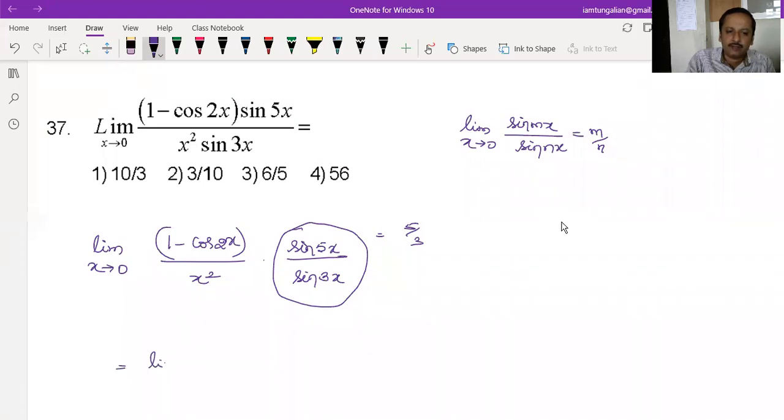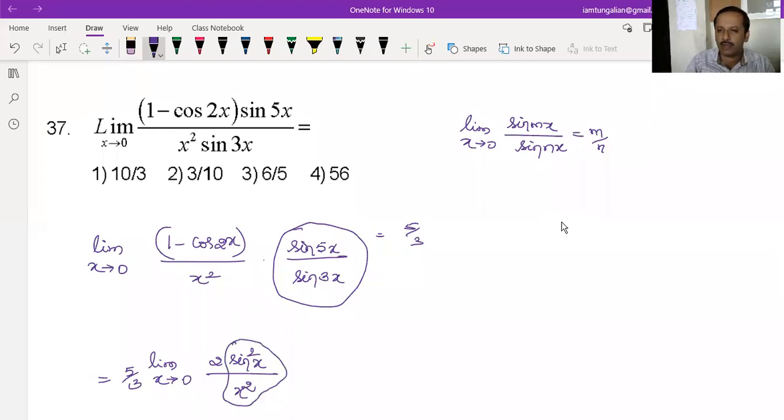That 5 by 3 I will write outside. Limit x tends to 0, 1 minus cos 2x I'll write as 2 sin square x, by x square. I have not used L'Hospital's rule. I have used a formula from trigonometry only: 1 minus cos 2x is equal to 2 sin square x. Now as x approaches 0, sin square x by x square will become 1.